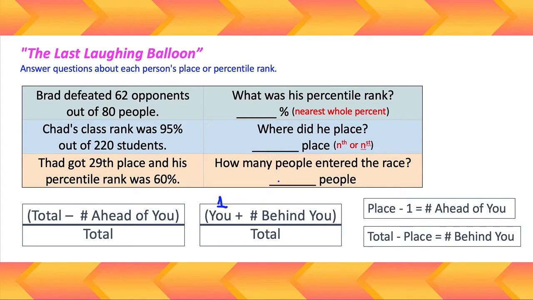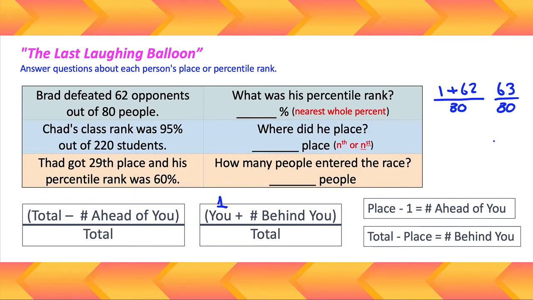Percentile rank would be you plus the number behind you over the total. So here's Brad and the 62 people that Brad defeated. We would take 1 plus 62 and divide by 80. That's how you get percentile rank. It's you, Brad, and the 62 people behind you out of 80. So technically, if Brad beat 62 people, he's like 63rd in line.